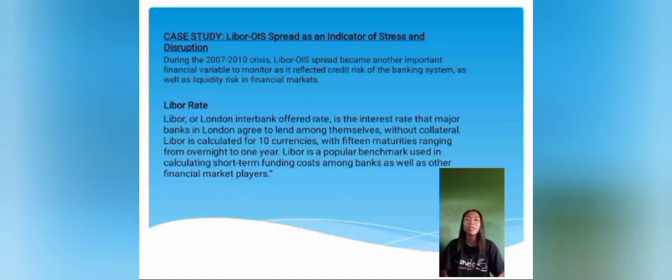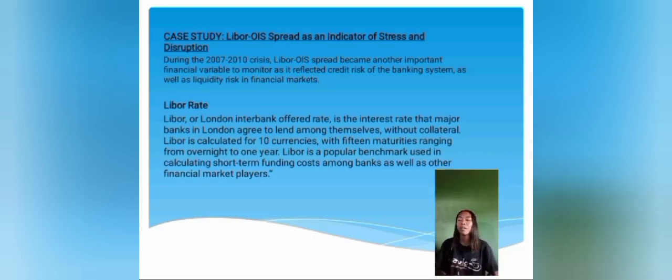I am Asalat Sharel, and I will be the one to continue our report, and my assigned topic is Case Study: LIBOR-OIS, or Overnight Index Swap, spread as an indicator of stress and disruption. During the 2007 to 2010 crisis, the LIBOR-OIS spread became another important financial variable to monitor as it reflected credit risk of the banking system as well as liquidity risk in financial markets.